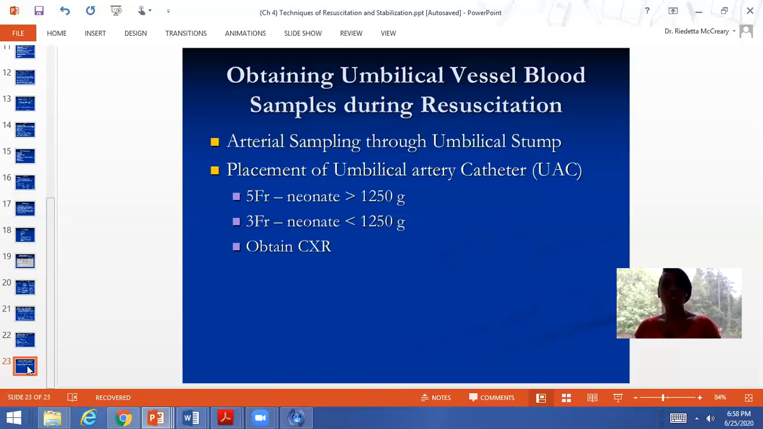Once you have inserted that catheter, you want to obtain a chest x-ray to make sure it is in place correctly. Okay? Well, that's that.